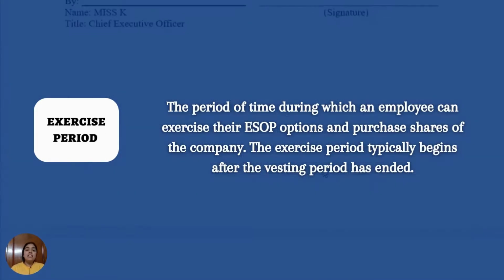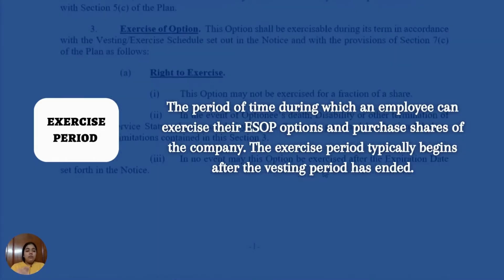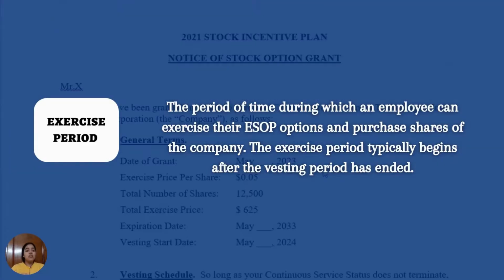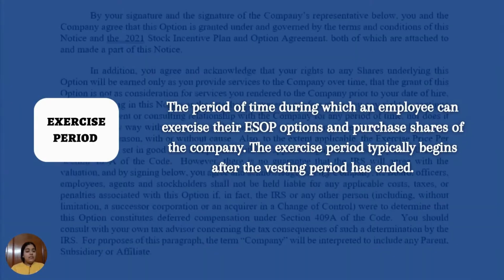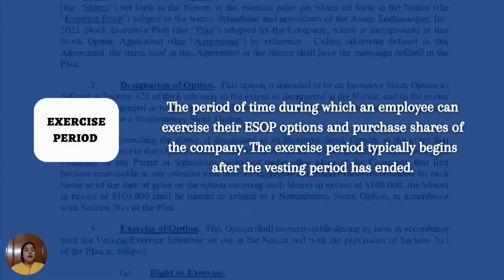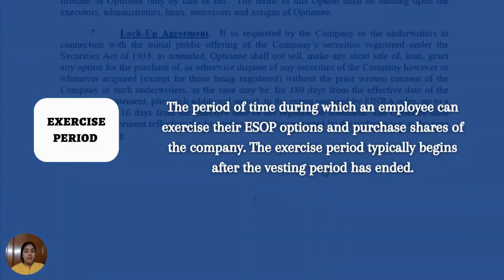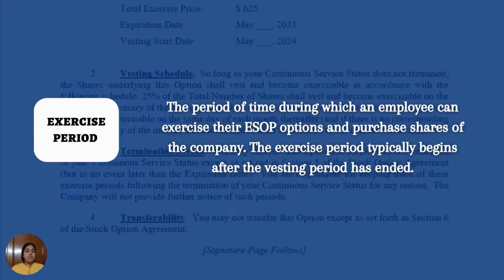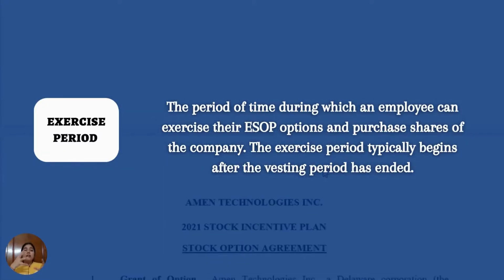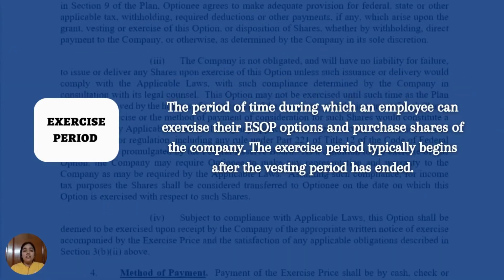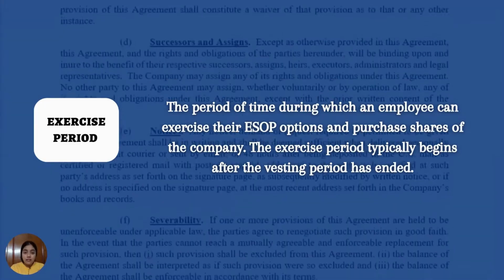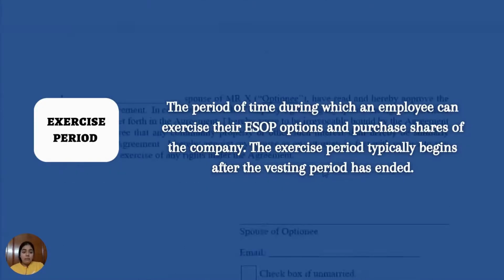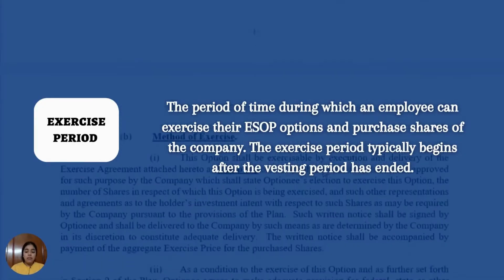Now comes the exercise period. The period of time during which an employee can exercise their ESOP options and purchase shares of the company. This exercise period typically begins after the vesting period has ended. Once the shares are vested, this gives the employee the right to exercise the shares, as we have discussed earlier in our video. That right for a particular period of time is what we call the exercise period.